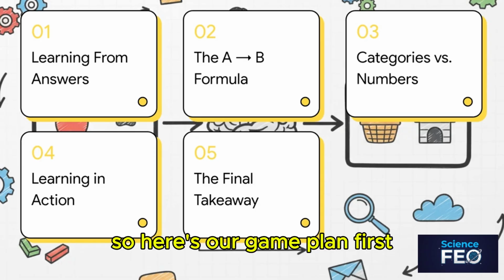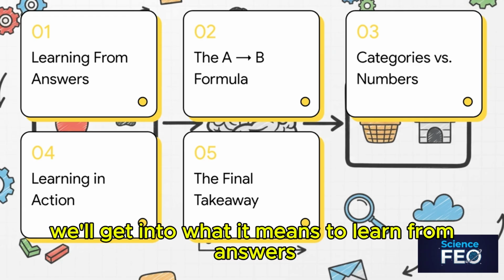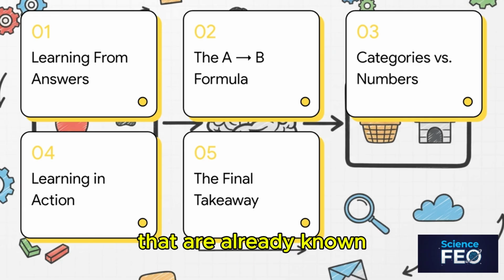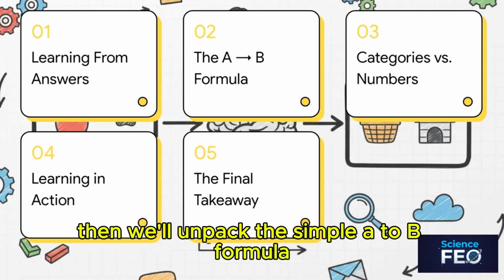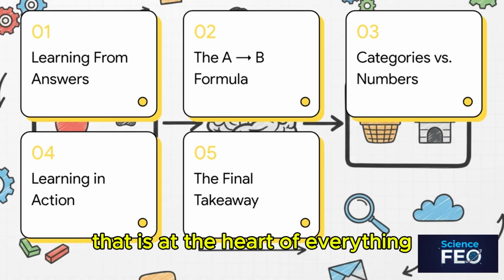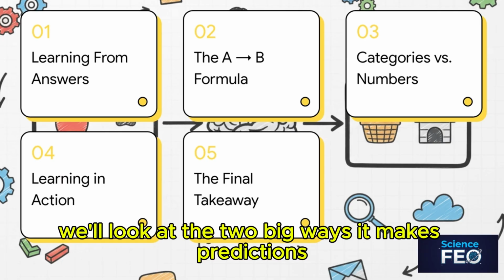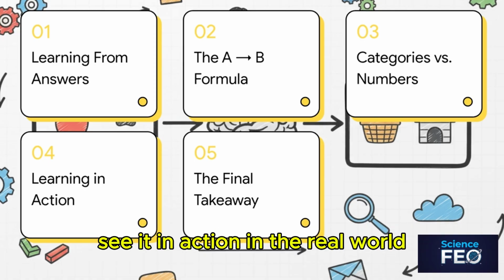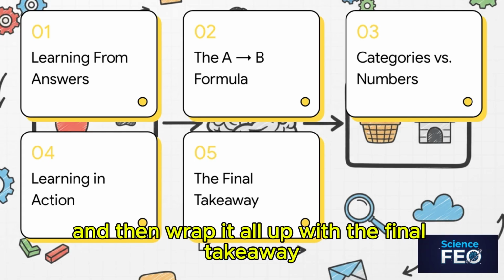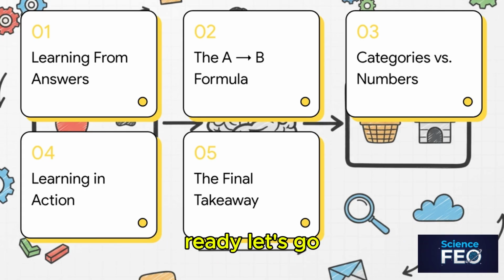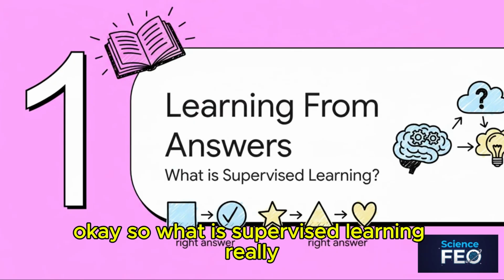So here's our game plan. First, we'll get into what it means to learn from answers that are already known. Then, we'll unpack the simple A to B formula that is at the heart of everything. We'll look at the two big ways it makes predictions, see it in action in the real world, and then wrap it all up with the final takeaway. Ready? Let's go.